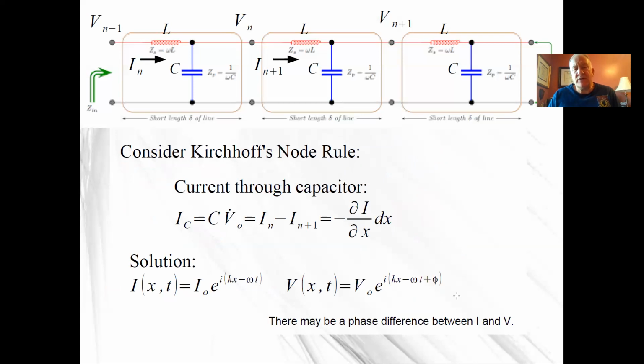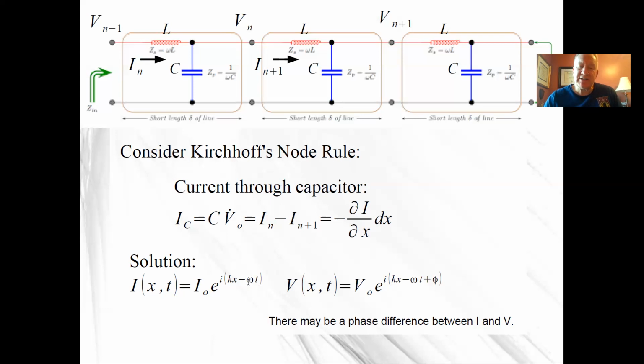Okay, so if you remember, the current through the capacitor, I_C, is equal to the capacitance times the time derivative of the voltage, which, by the way, is equal to I at the nth section minus I at the (n+1)th section, which will be equal to the partial derivative of I with respect to x times dx. So really, this is just the change in I. And we're going to divide by delta x and multiply by delta x.